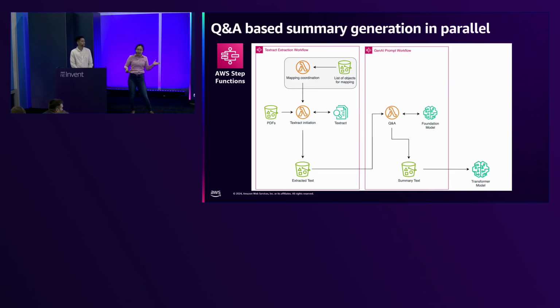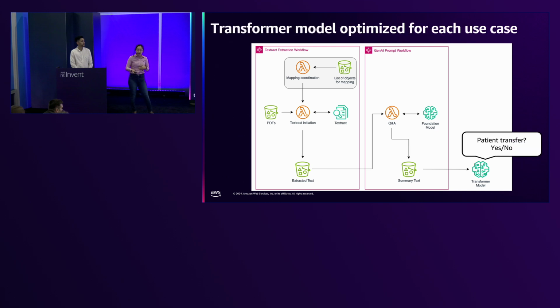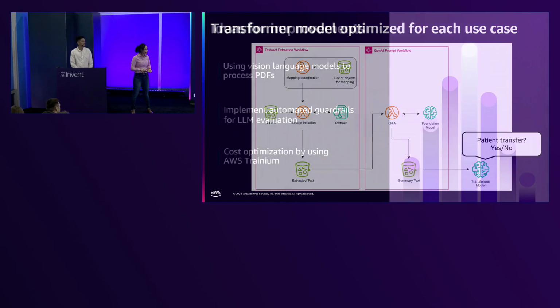And then once you have that text extracted, you would feed that into your foundation model using Bedrock to do that automated Q&A, to ask specific questions and then get the answers. And then once you have those answers as summary text in another S3 bucket, you can initiate a transformer model to predict, for example, whether patient transfer is yes or no. And then in here again, using SageMaker.